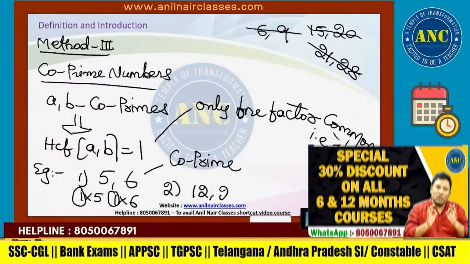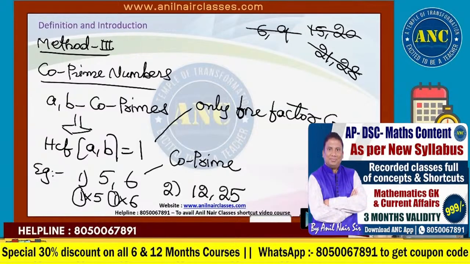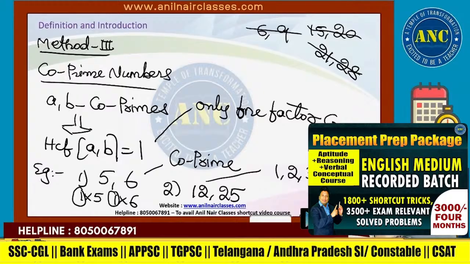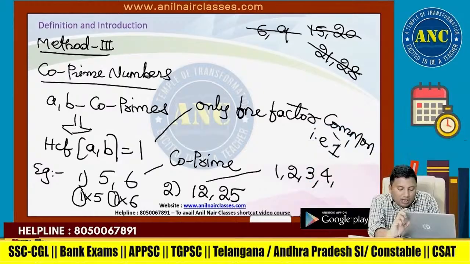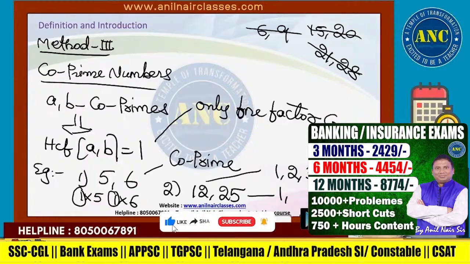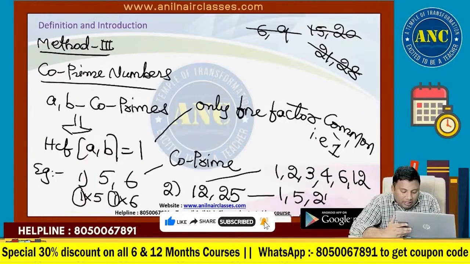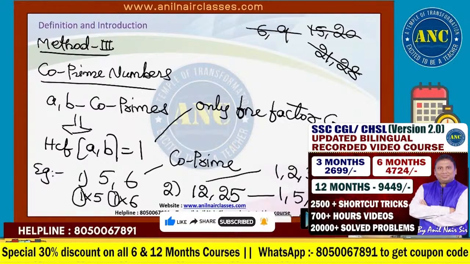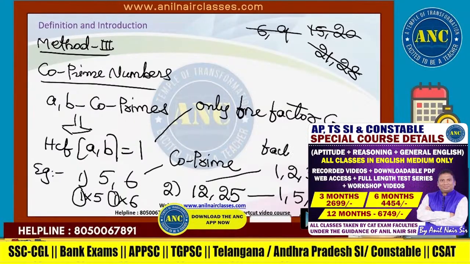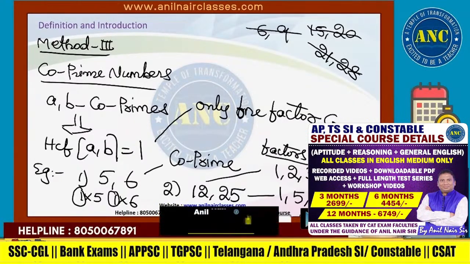12 and 25. The factors of 12 are: 1 is a factor of 12, 2, 3, 4, 6, and 12 is a factor of 12. For 25, 1 is a factor of 25, 5 is a factor of 25, 25 is also a factor of 25. These are all the factors of 12 and 25.